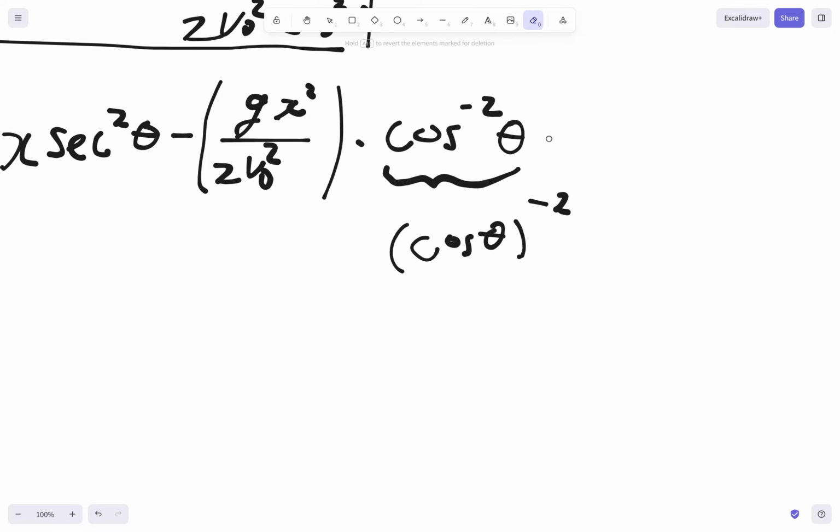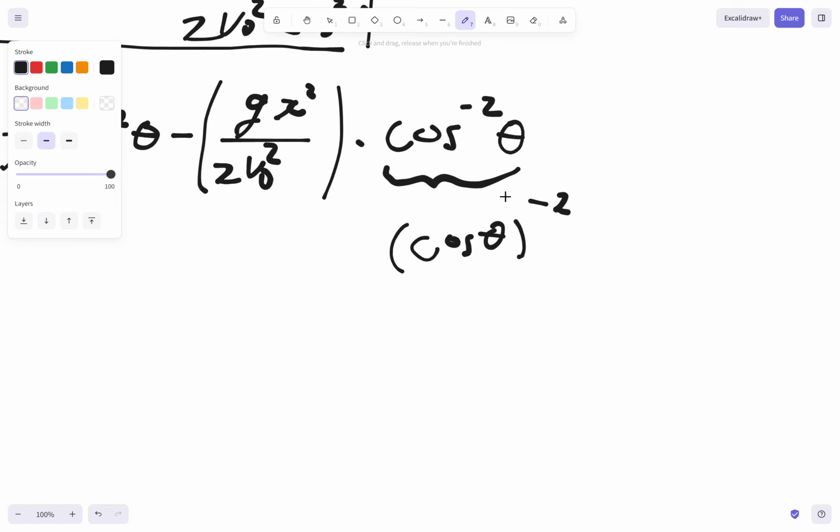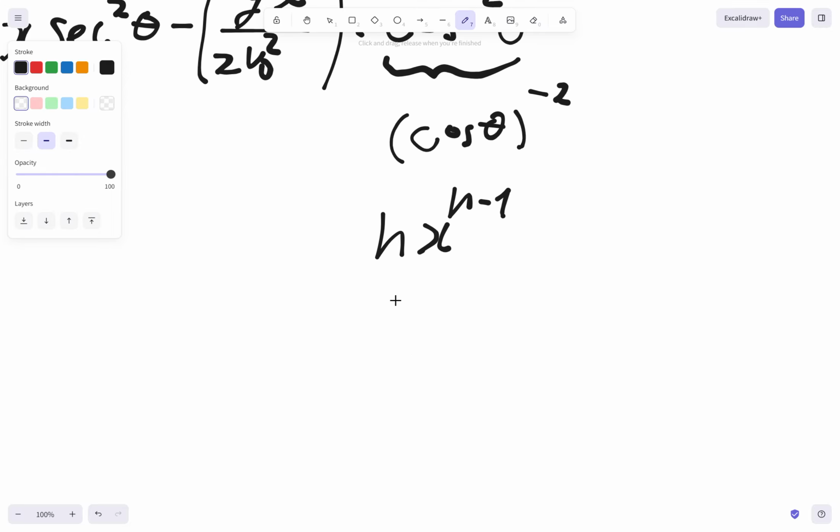Remember the power rule, right? When you put it here, it's gonna be n x and then n minus 1. That's the rule. So cosine negative 3 theta times the inner, which is going to be negative sine theta.